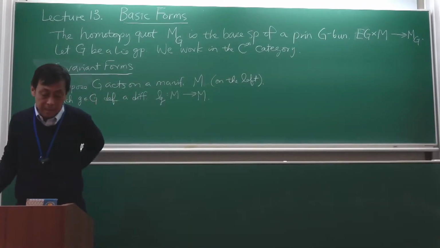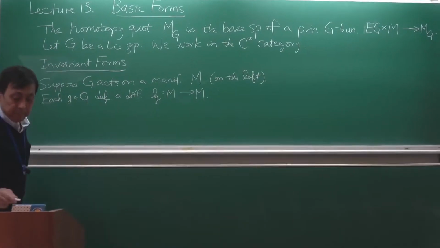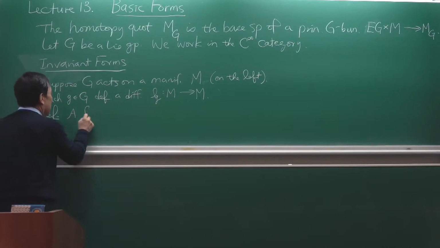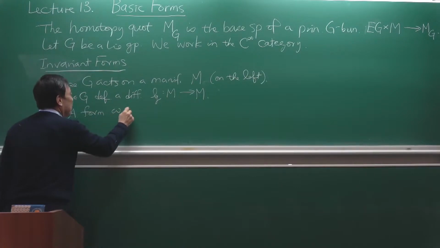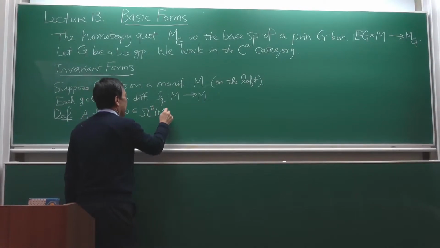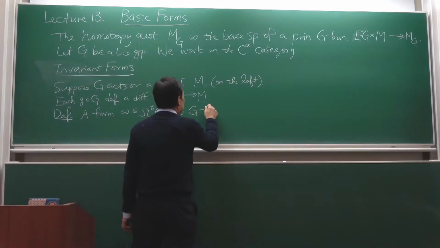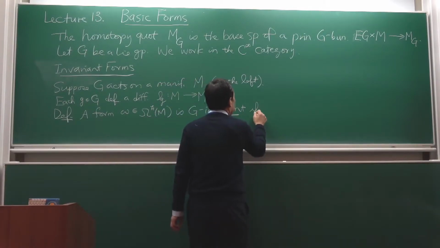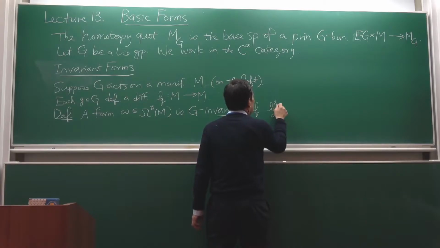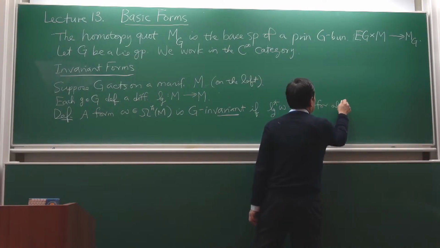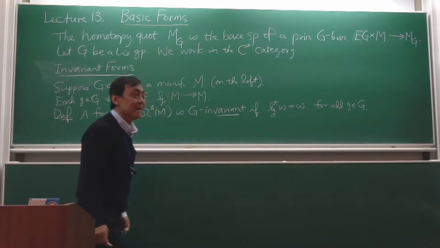Okay? And then we say that a form omega is G invariant if L_g star omega is equal to omega for all g in G. Okay.